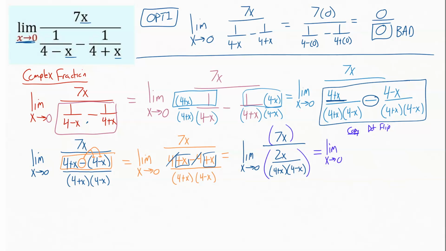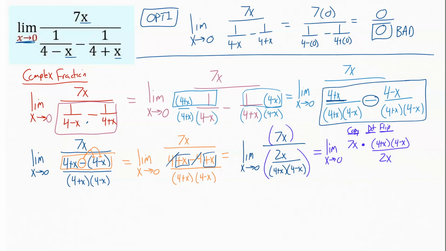So you're going to copy the top fraction, which is just 7x over 1. So we're just going to call that 7x. We change it from division to multiplication by putting a dot. And then you're going to flip that bottom fraction. So then the 4 plus x, 4 minus x is going to come on top. And on the bottom, you'll have 2x.